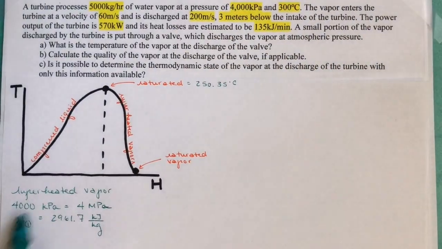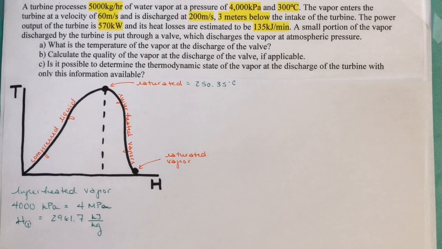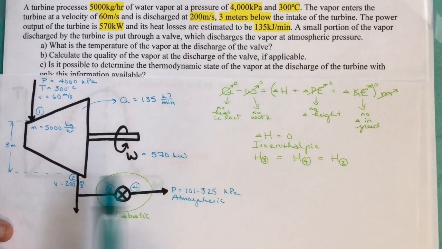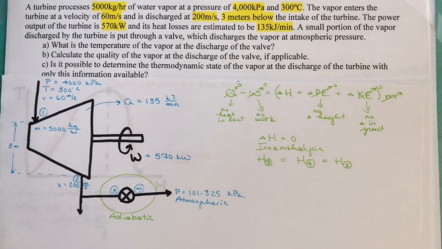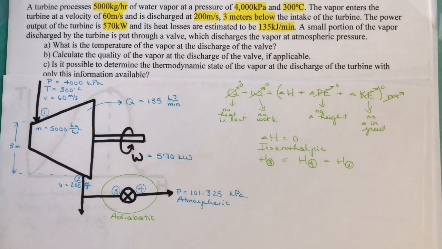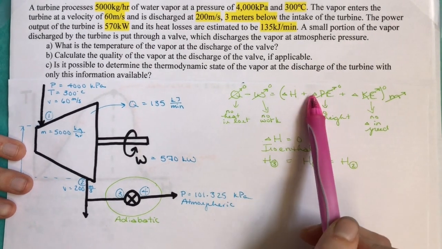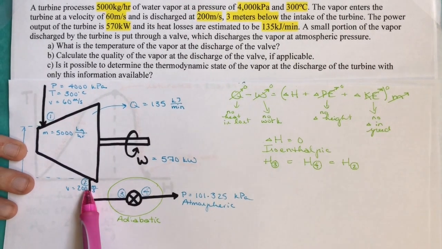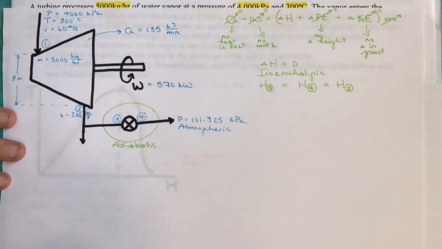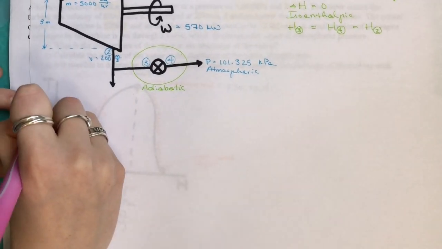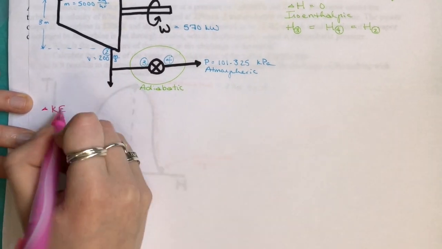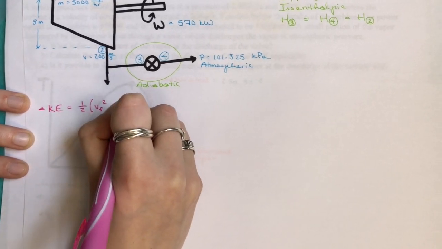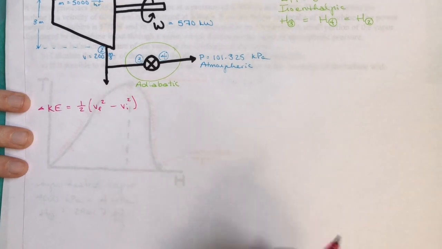Now that we know H1, we're going to go back to using this equation to calculate delta H2 down here. The first thing that we need to do is calculate the change in potential energy and the change in kinetic energy, since now we're looking at a change. So let's start with kinetic energy. The change in kinetic energy equals 1/2 the final velocity squared minus the initial velocity squared. And this is just a really common equation.